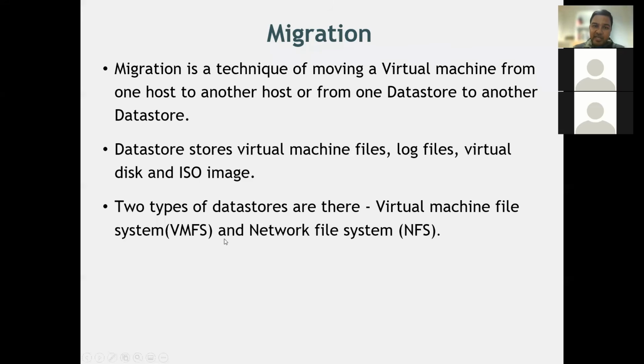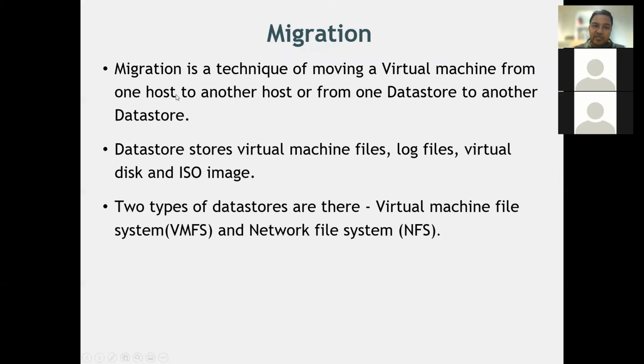This migration can happen between host to host or between data store to data store. It is not a database, it is a data store. In a data store, all the virtual machine files are kept, the log files of the virtual machine, the virtual disk, and also the ISO image. So a data store is a combination of all. It can have virtual machine files or everything can be there.